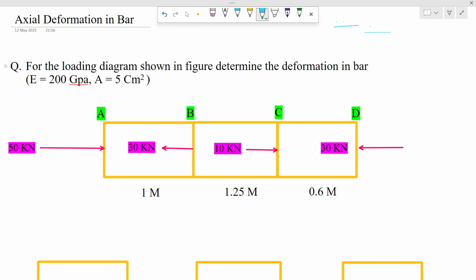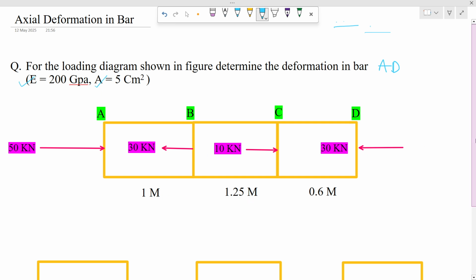For the loading diagram shown in figure, determine the deformation in the bar. So we have to determine the deformation in the bar AD. The modulus of elasticity and the cross-sectional area is given to us. So here you can see the bar AD, which is divided into three sections AB, BC and CD. The forces are as shown and the lengths are also shown here.